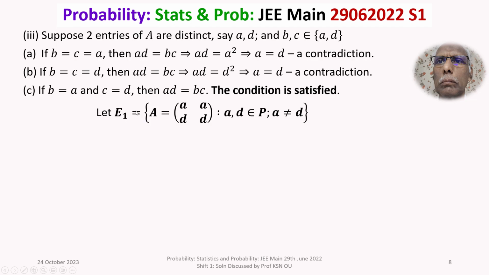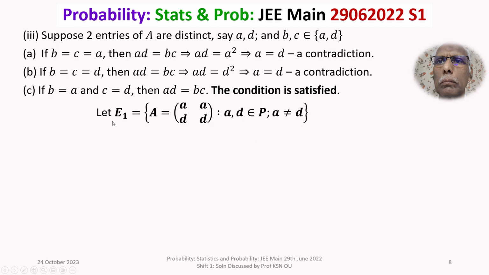Let E1 be the set of all 2 by 2 matrices A, B, C, D such that B is equal to A, C is equal to D. That is the set of all 2 by 2 matrices with rows A, A and D, D. So AD is equal to AD and A, D belong to P, A not equal to D.